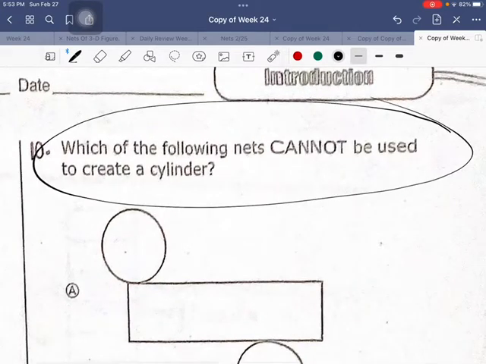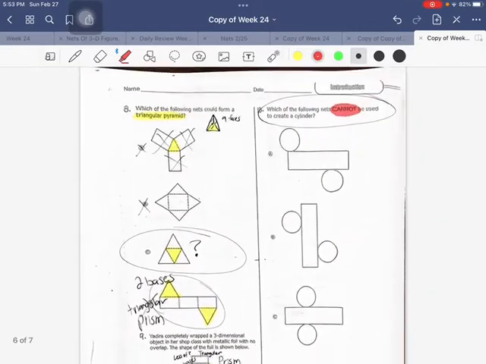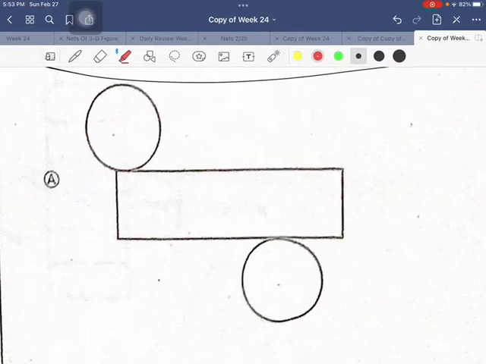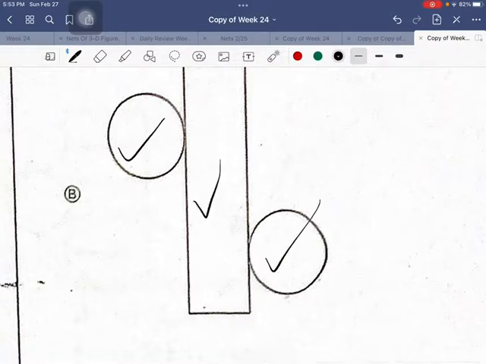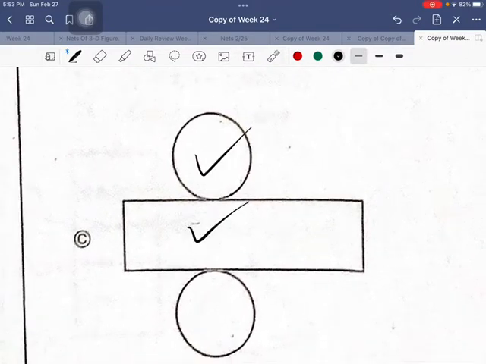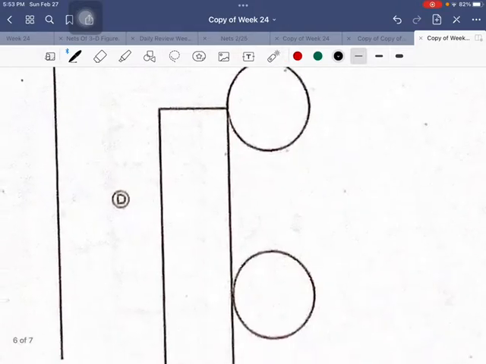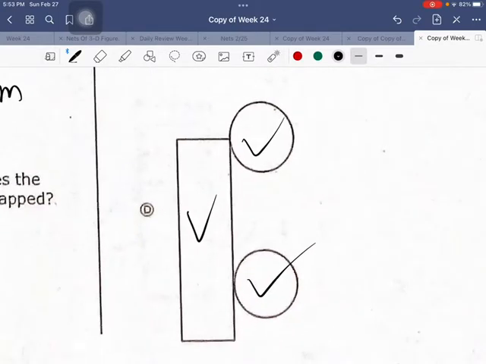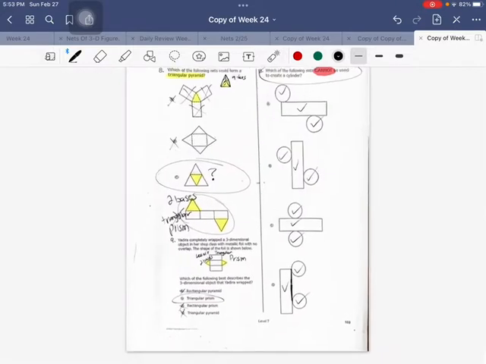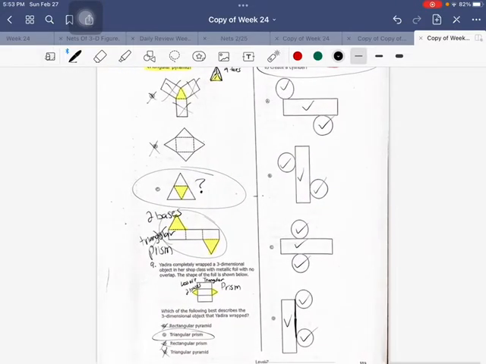Which of the following cannot, let me even make it red, cannot be used to create a cylinder? Well, what difference do you see between these? Let's see. Circle, rectangle in between, circle. Circle, rectangle in between, circle. Circle, rectangle on the side, circle, in both of its sides, actually. So what do you think is different? I'll give you a second to think about it before I say the answer.